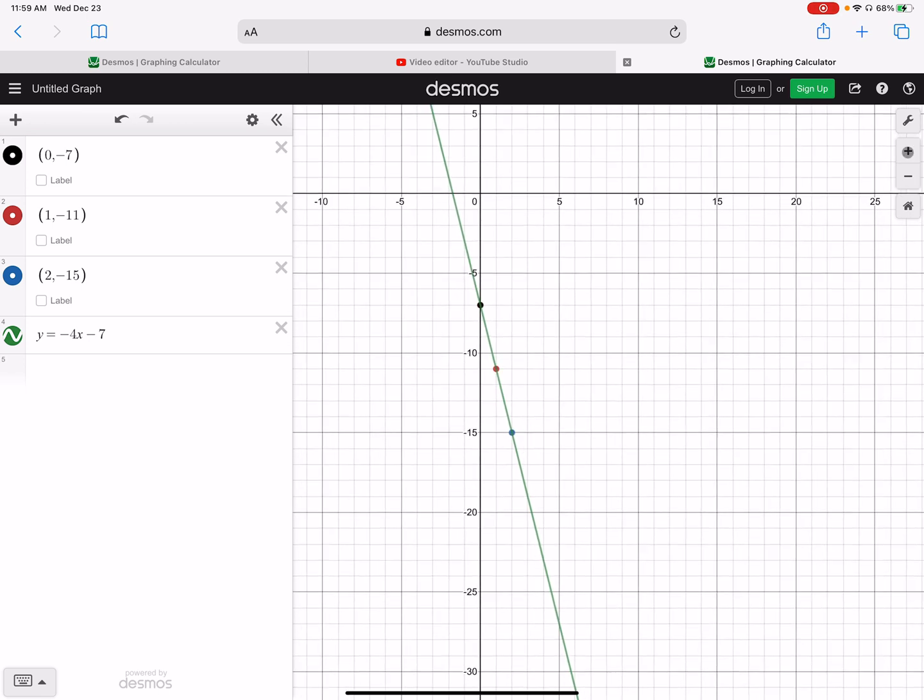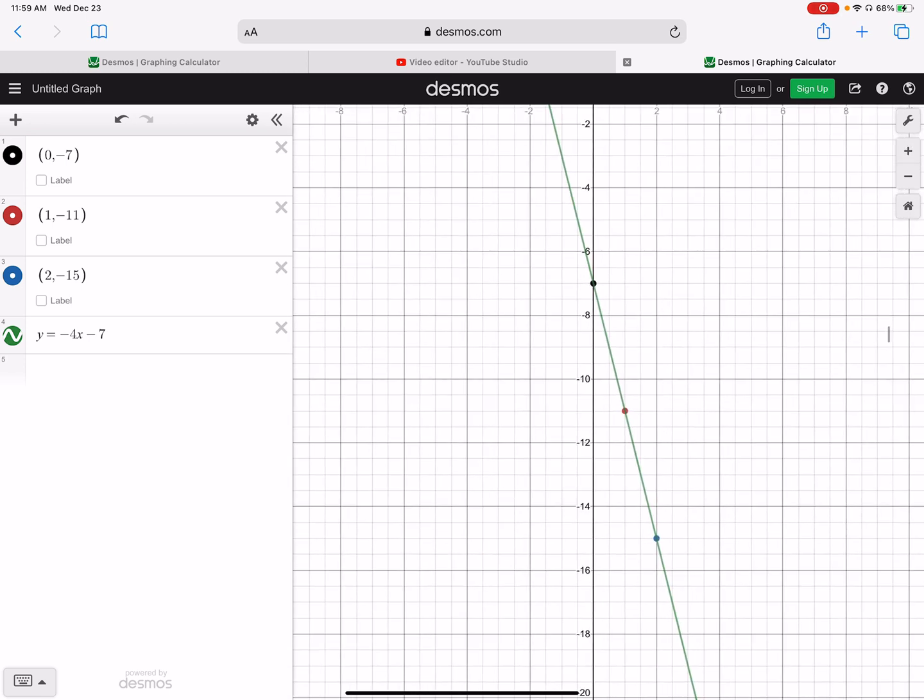Okay. So if I give you an equation, you should easily be able to give me the line by just plotting 3 points. How do I plot 3 points? Just pick a value for x. I picked 0, 1, and 2. I got -7 as the y for 0, -11 as the y for 1, and -15 for the y of x equals 2. And I plotted them, and then I just connected the dots. Okay.